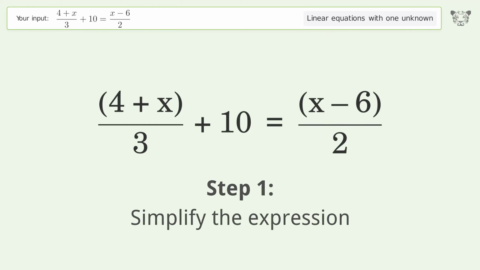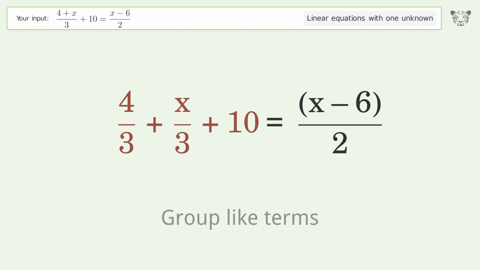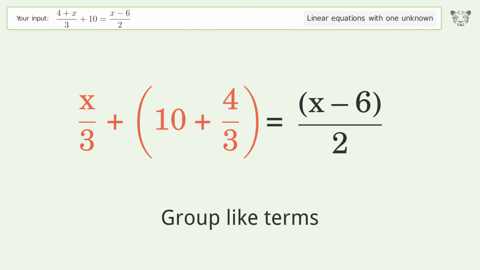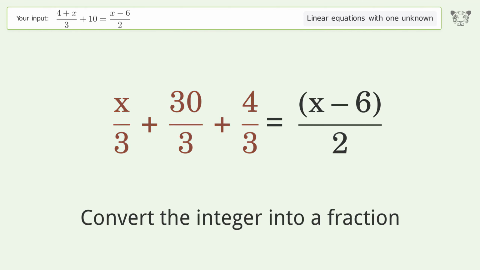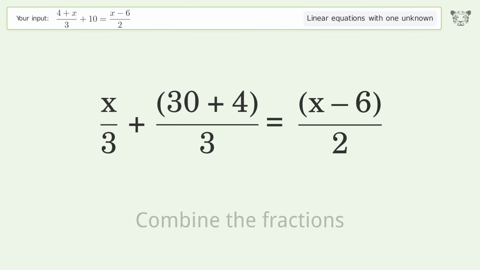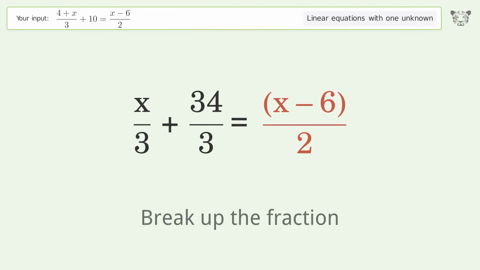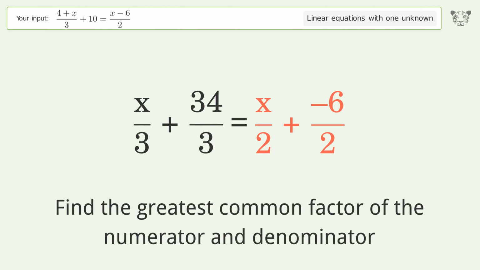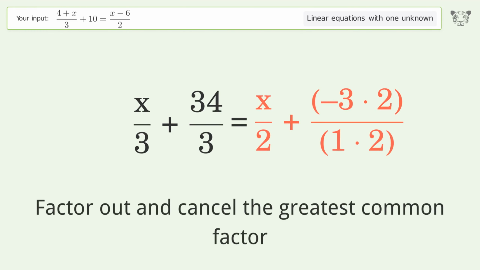Simplify the expression. Break up the fraction. Group like terms. Convert the integer into a fraction. Combine the fractions. Combine the numerators. Break up the fraction. Find the greatest common factor of the numerator and denominator. Factor out and cancel the greatest common factor.